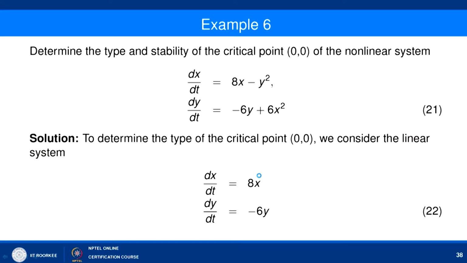Now, let us take one simple example based on this. Determine the type and stability of the critical point (0, 0) of the nonlinear system here.